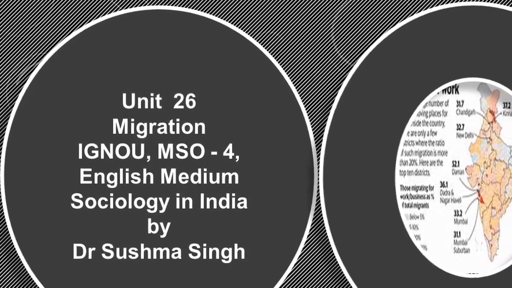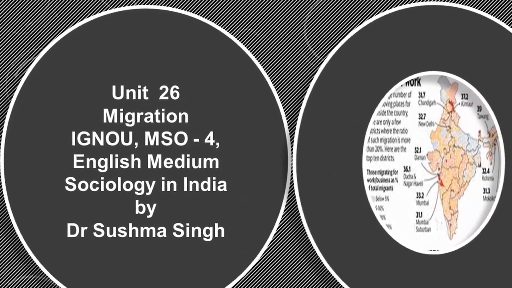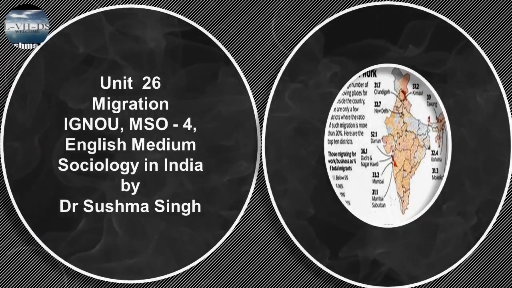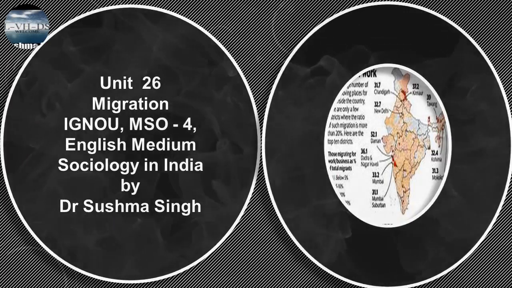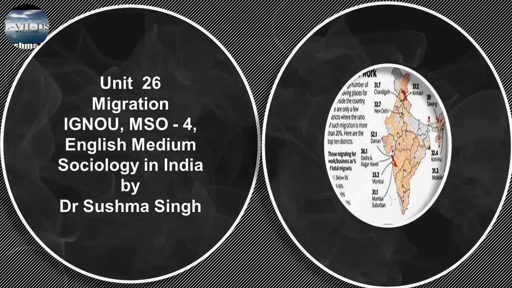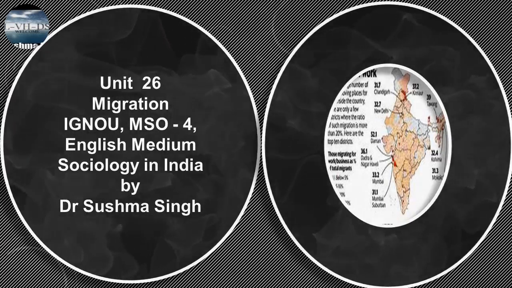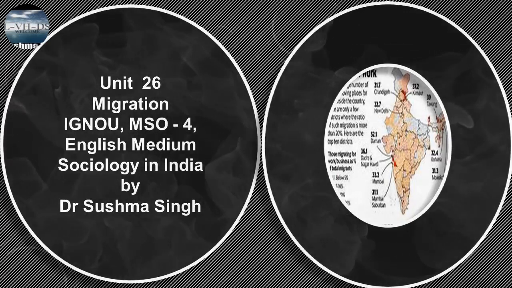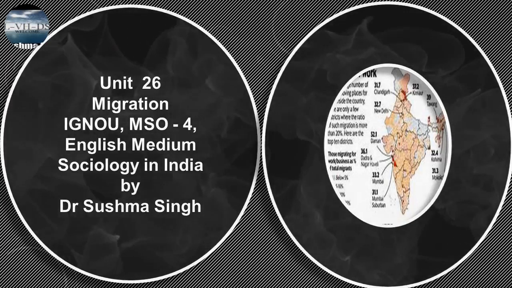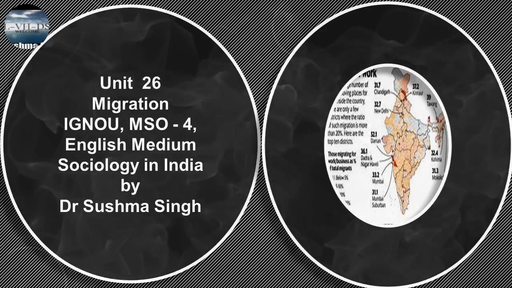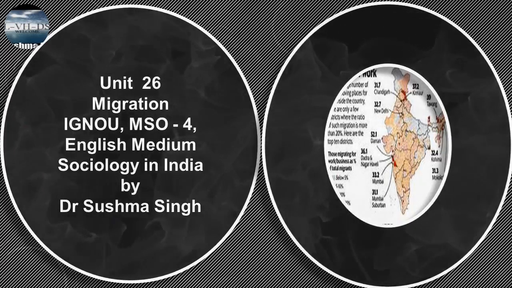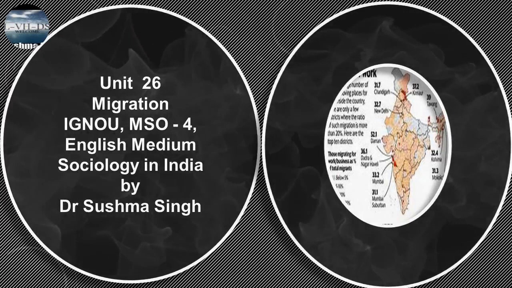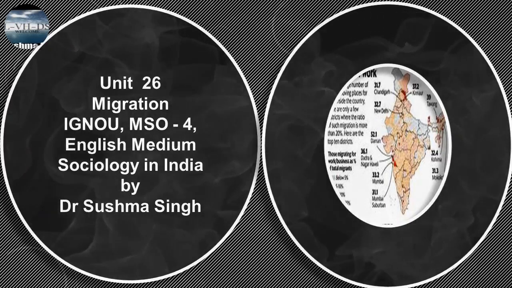Today in Unit 26, Migration, let us start the lecture with the topic Types of Migration. Migration is of different types. However, there is no consensus among the scholars about the typology of migration. These types can be ordinarily defined as cyclical or circulatory, forced, impeded, internal or external, early or primitive, seasonal or periodic.